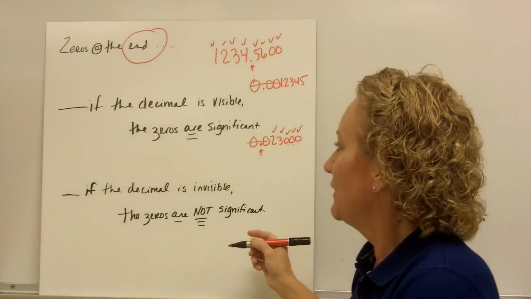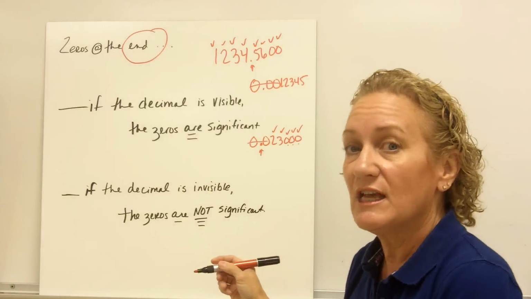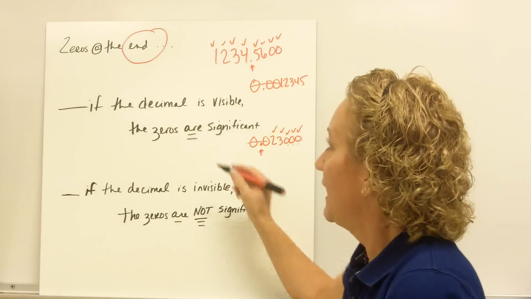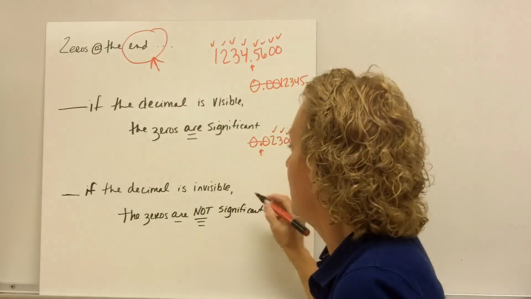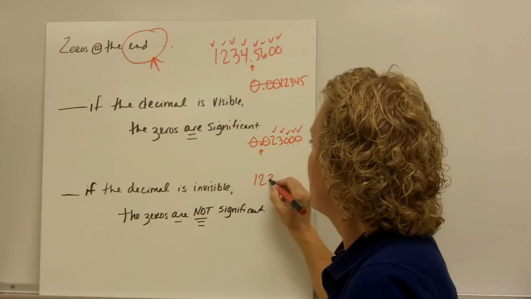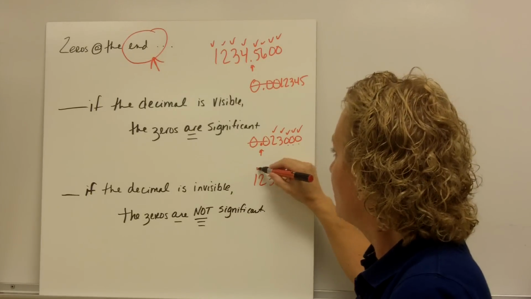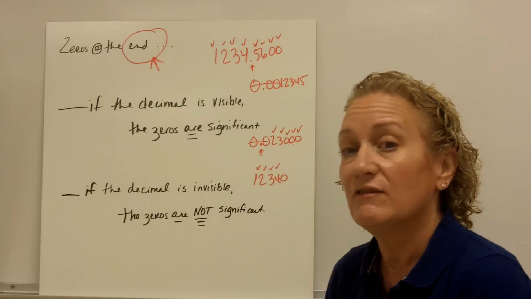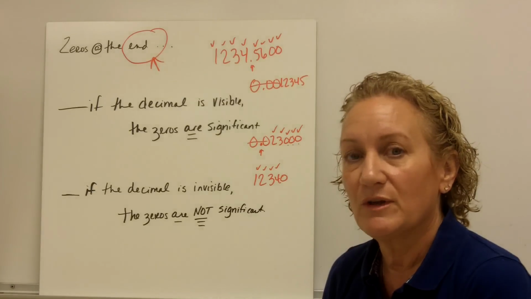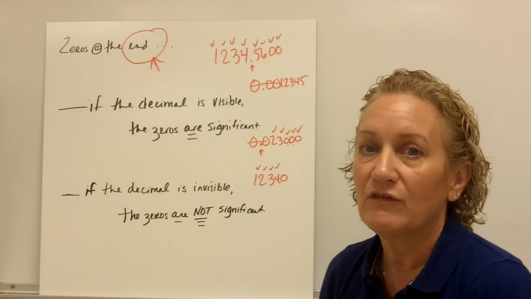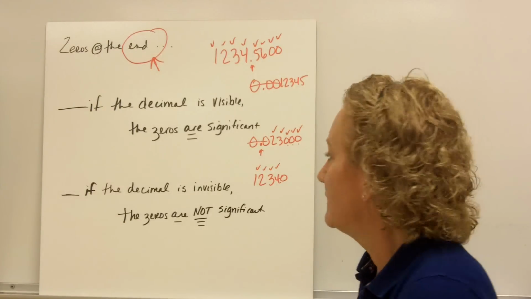The last rule is really easy. If the decimal's invisible, the digits are not significant. Again, we're talking about zeros at the end. So if I have 12,340, no decimal, that has 1, 2, 3, 4 significant figures. No decimal is showing. Is it there? Yep. But it's invisible, and so we're looking for visibility. Can you see it or can you not see it?